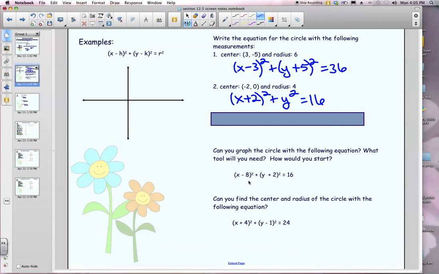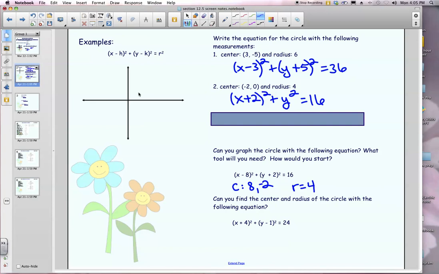Can you go the other way? If I give you the equation, can you pull out the center and the radius and graph it? What tool would you need in order to graph it? In order to make that perfect circle, you would need to have a compass. Okay? And as far as where you would start, well, you'd pull out your two most important pieces of information. So your center in this case would be at 8, negative 2, because notice the plus sign means that that's a negative 2 that got added in there. And then the radius would be the square root of that plain number, so it would be 4.